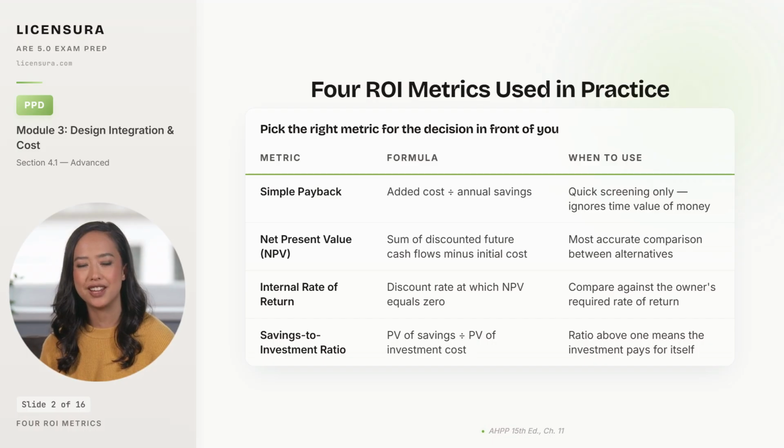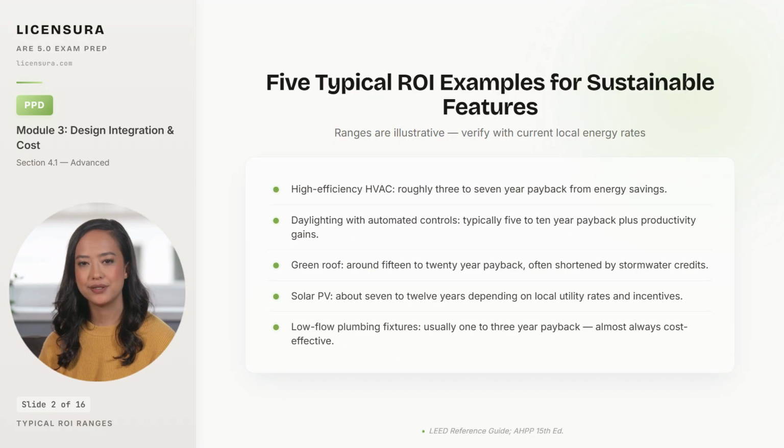Typical paybacks for common sustainable features fall into ranges you should be able to quote, with hedging. Five typical ranges to anchor your intuition, all framed as illustrations rather than guarantees, because local utility rates and incentives swing them. High-efficiency HVAC systems typically pay back in roughly 3 to 7 years from energy savings alone, which makes them the easy yes on most upgrade conversations. Daylighting with automated controls runs around 5 to 10 years, and the productivity gain literature on top of the energy savings can shorten the case further if the owner buys those numbers.